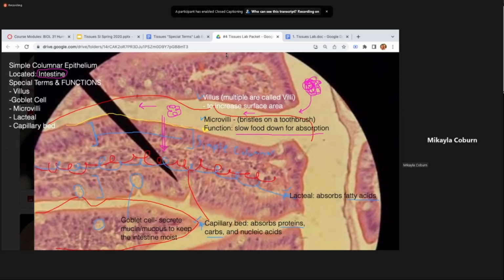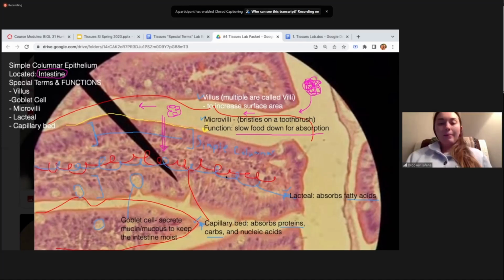I have a question real quick. How do you tell the difference between the lacteal and the capillary bed? So on our microscopes, you can't. You might be asked, what absorbs proteins in this area? What absorbs fatty acids for this tissue? So you might be asked like that. Does that make sense? Kind of like a definition.